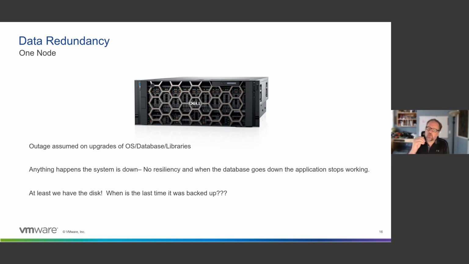With this deployment pattern, you're assuming an outage. If I need to update that OS, some library that my application is using in conjunction with the database, a virus checker, whatever it is that's running on that OS, it's an assumed outage. If anything happens and the database just stops working, then your application's down.